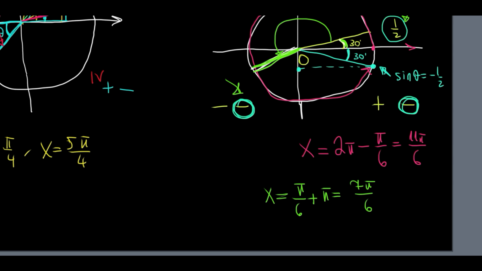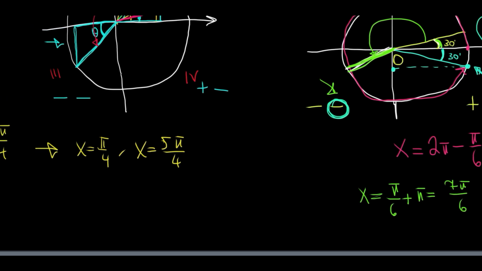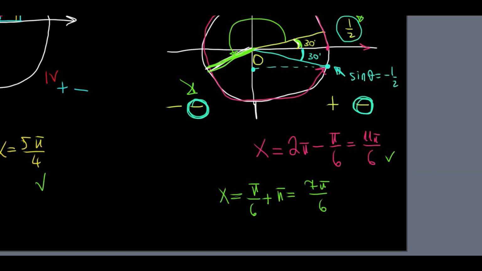So in conclusion, we have 4 answers to this question: pi/4, 5 pi/4, and then 11 pi/6 and 7 pi/6. Hope this all makes sense.